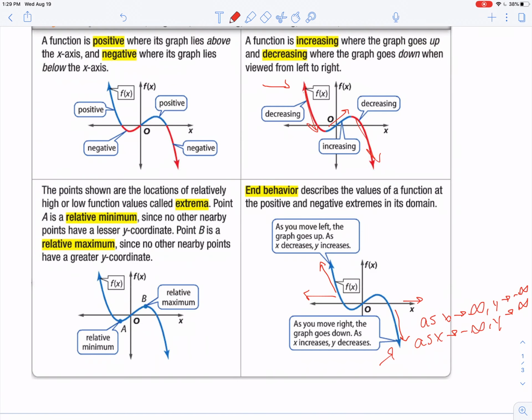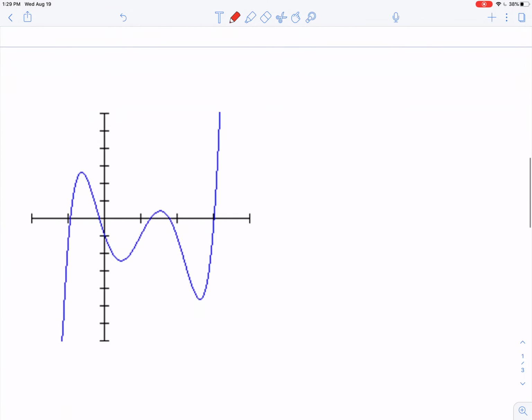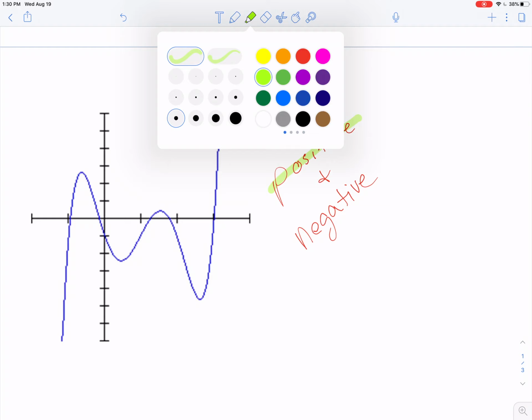So, all right, so for your homework, kind of what we're going to be doing is labeling all these different pieces. So what I want you to do is I want you to highlight where is it going up. So positive and negative. If it is moving in a positive direction, I want you to highlight that in green. And if it's negative, I want you to highlight that in red. So let's try that on this graph.